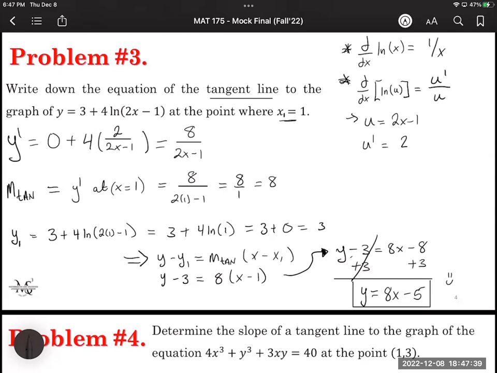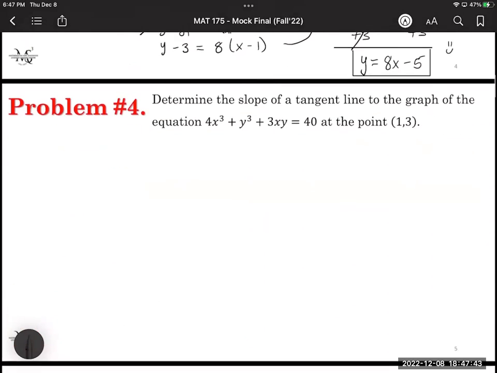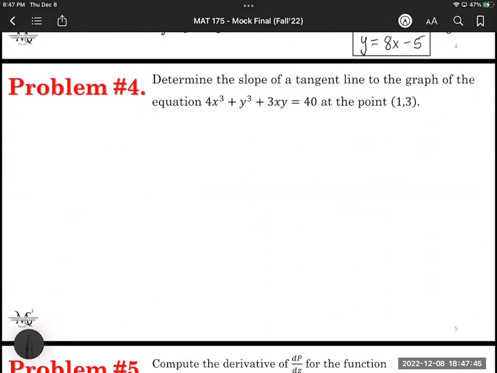Okay, let's go on to problem number 4. Problem number 4 states: determine the slope of a tangent line to the graph of the equation 4x cubed plus y cubed plus 3xy equals 40 at the point (1, 3).